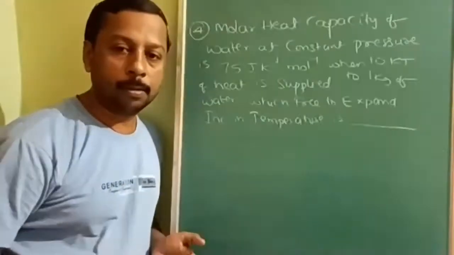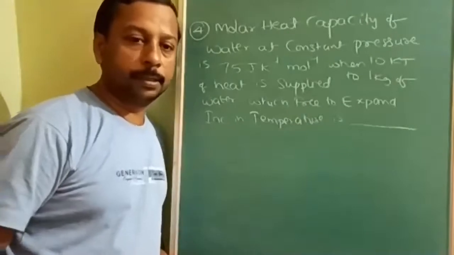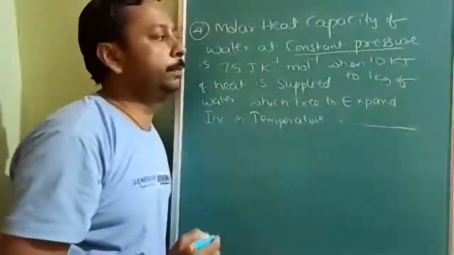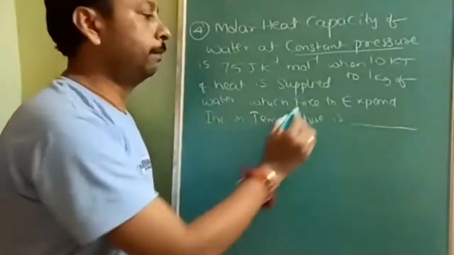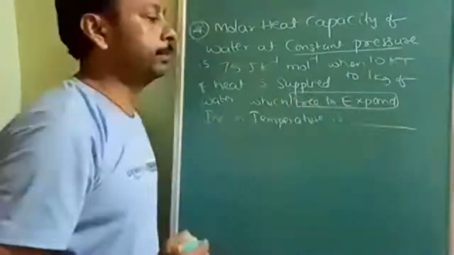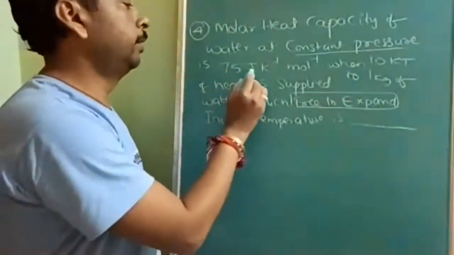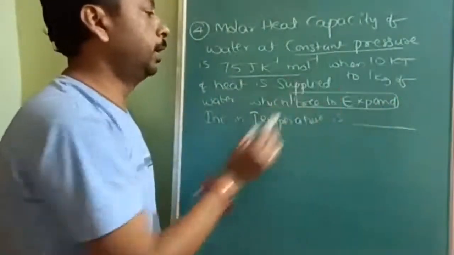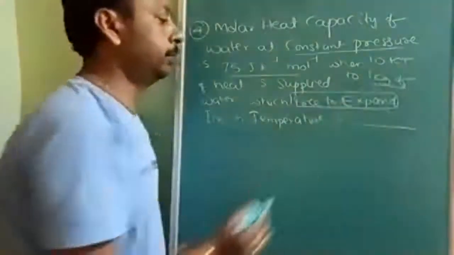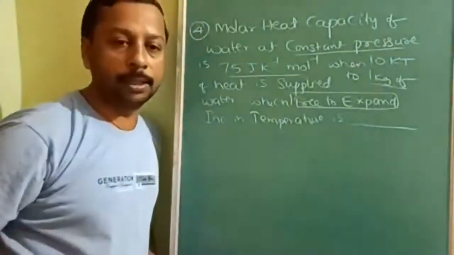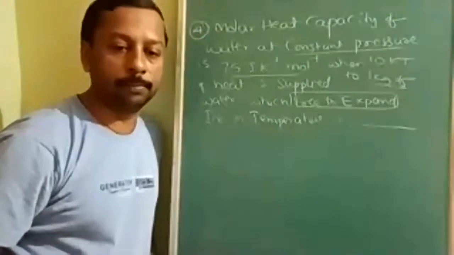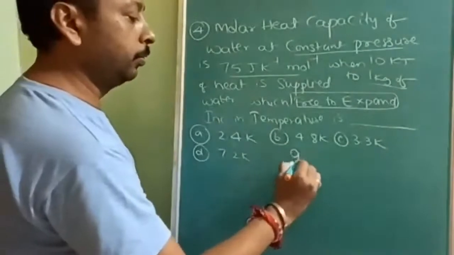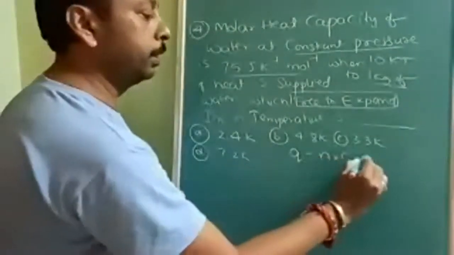Okay, this is from thermodynamics. Here, the molar heat capacity of water at constant pressure, that means Cp, is given. Free to expand means open container. So 75 joule per Kelvin is Cp at some temperature, and 10 kilojoules is given to 1 kg of water, and you have to find out the change in temperature, delta T. This is a very direct, simple formula. Q is equal to n Cp into delta T.